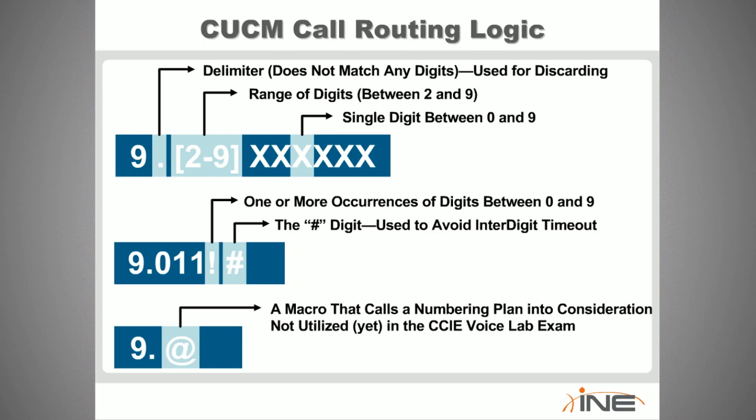Okay, and then the next we have a 9 dot, and we've got this @ symbol. Now that's obviously not a dialable DTMF digit. We're not talking about email addresses here. This is a macro that basically calls a numbering plan, the North American numbering plan being the default with CUCM, but certainly by no means the only standardized numbering plan that can be uploaded and integrated into CUCM. It calls this numbering plan into consideration. And it's been mentioned that it was not yet utilized in the CCIE voice exam.